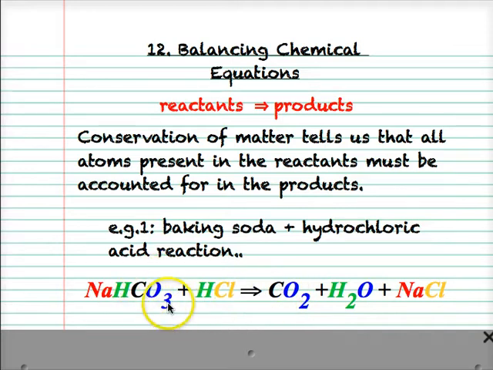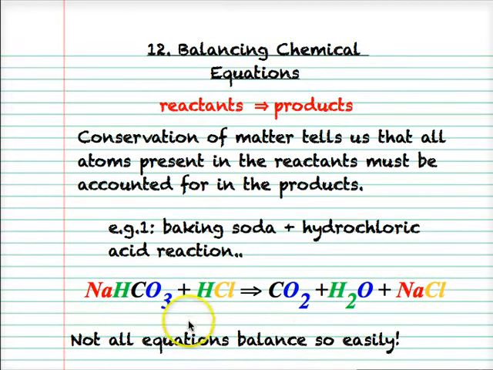Oxygen, O3 indicates 3 atoms of oxygen here, and we've got 3 oxygen atoms here divided up between the carbon dioxide and the water. And finally 1 chlorine atom, and the chlorine atom is accounted for over here in the sodium chloride on the right. Now, this equation is balanced. As you can see, all of the atoms on the left of the equation are accounted for on the right hand side of the equation. We didn't need to do anything to the equation to balance it, but not all equations balance quite so easily as this.